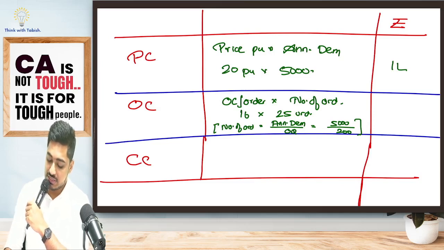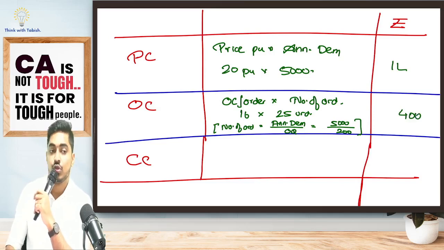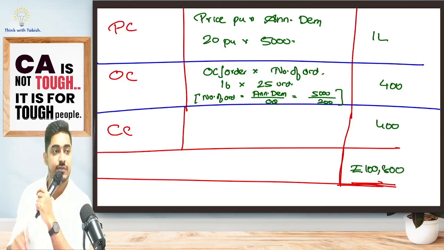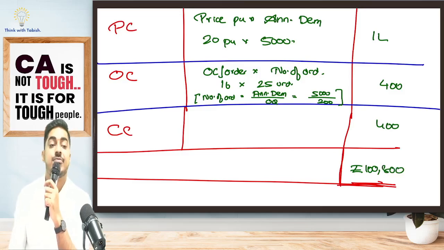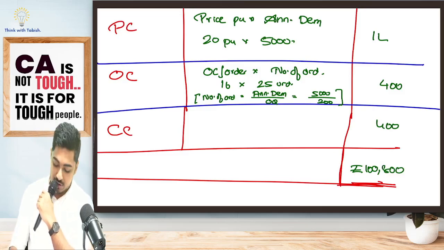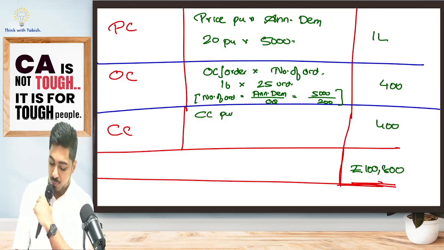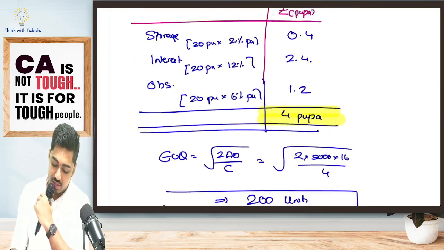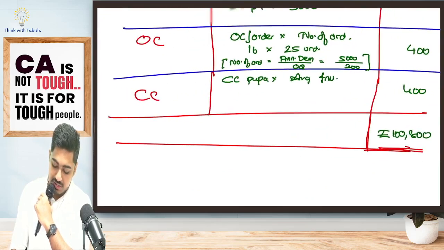16 into 25, is it 400? So can I close my eyes and put 400 and 1 lakh 800? Yes or no, everyone? Okay, boss. Perfect. Then I have my carrying cost. What is the formula of carrying cost? Carrying cost per unit into average inventory. Tell me what is my carrying cost per unit? 4 rupees per unit per annum.